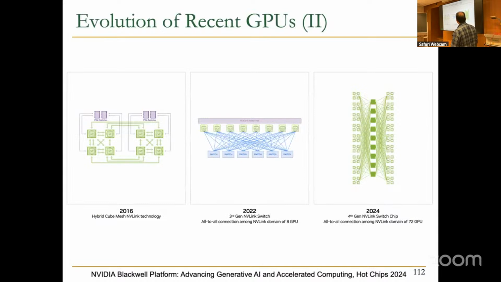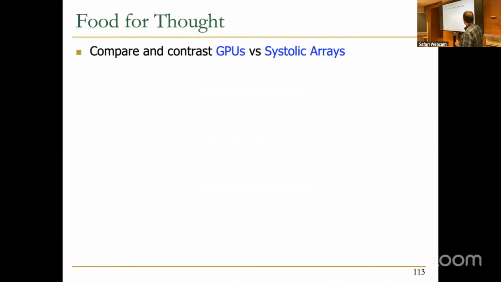Okay. And these are some interconnection networks that NVIDIA proposed in different generations to combine GPUs. This architecture provides all-to-all connection among an NVLink domain of 72 GPUs, which is for Blackwell. So they combine 72 Blackwell GPUs in this cluster using this interconnection network. Okay, so there is some food for thought.